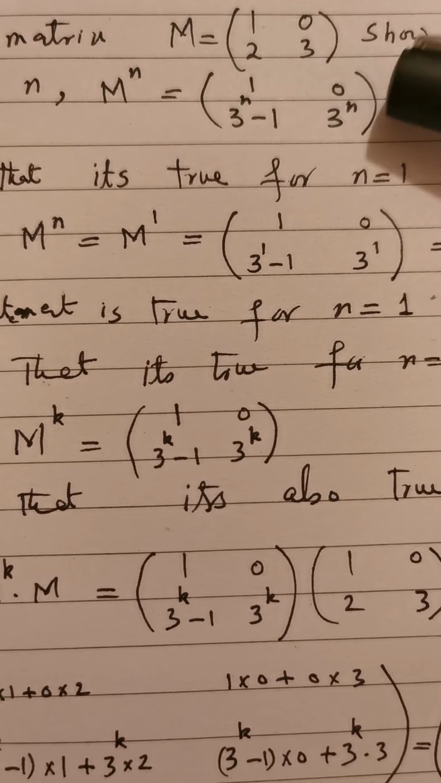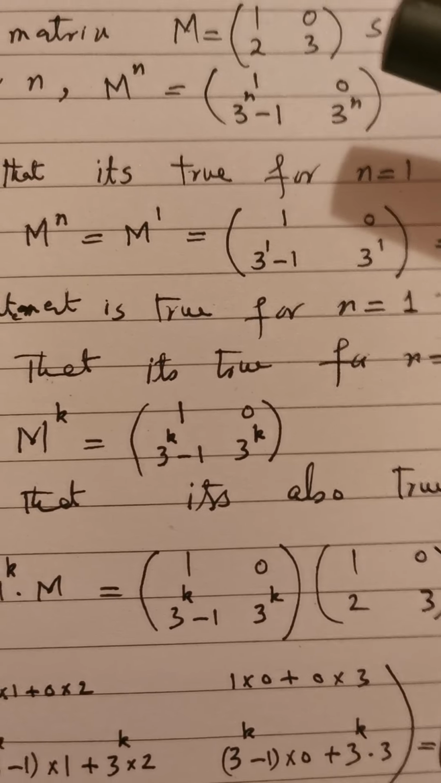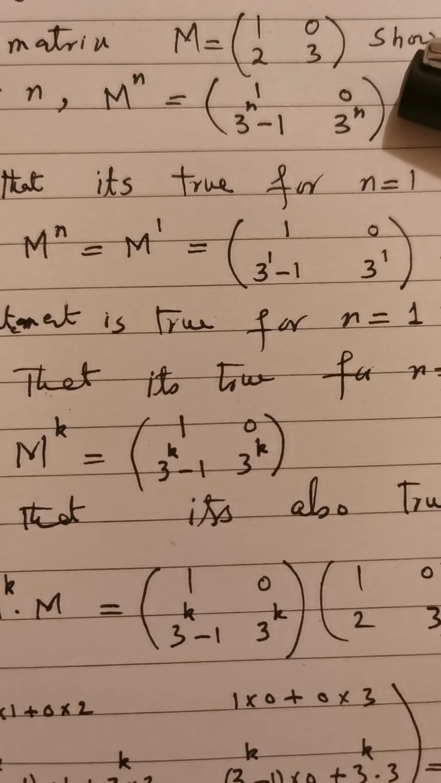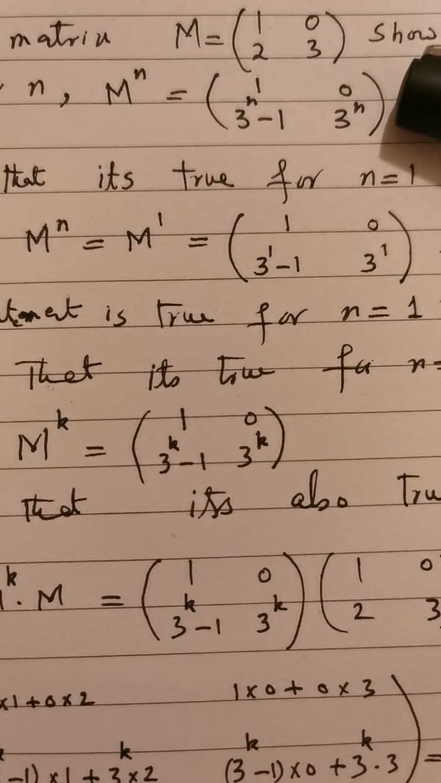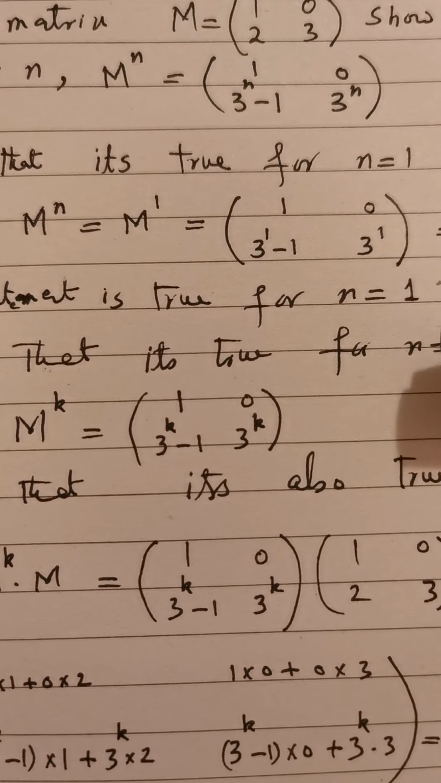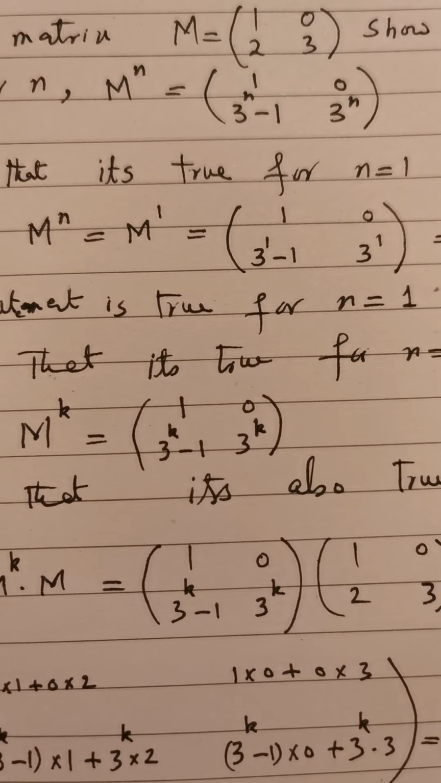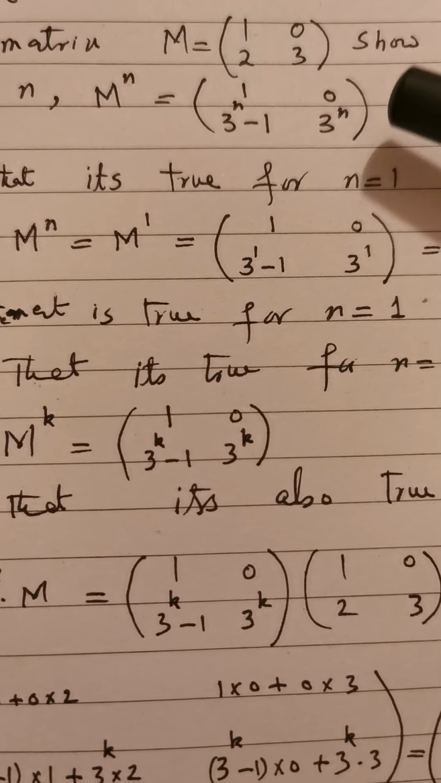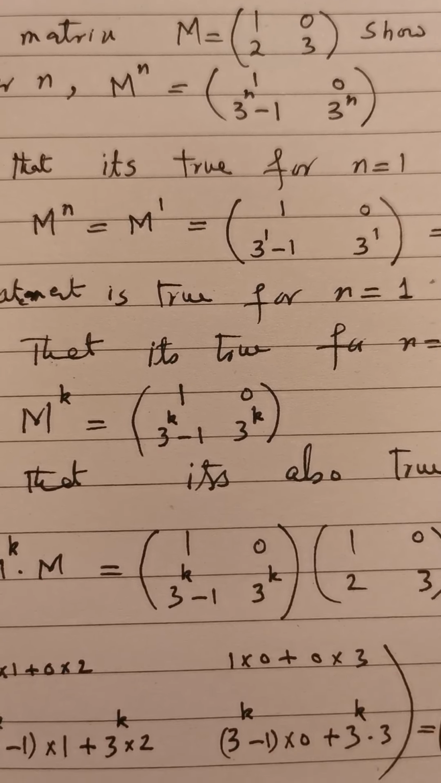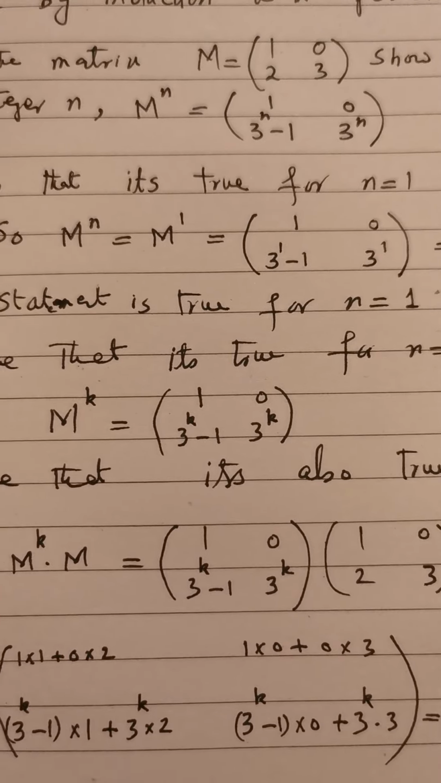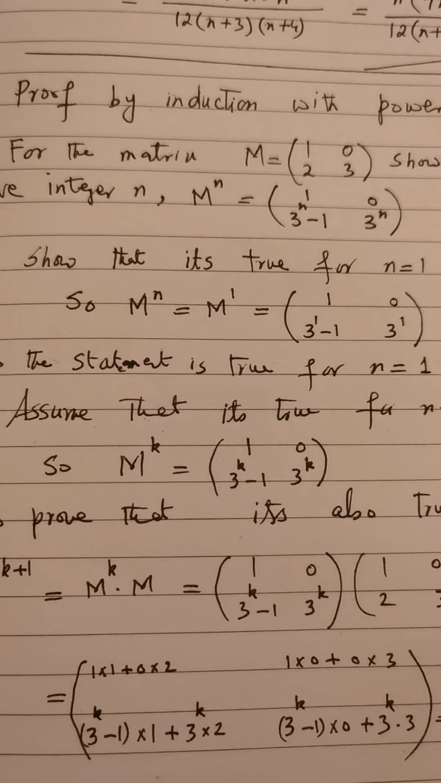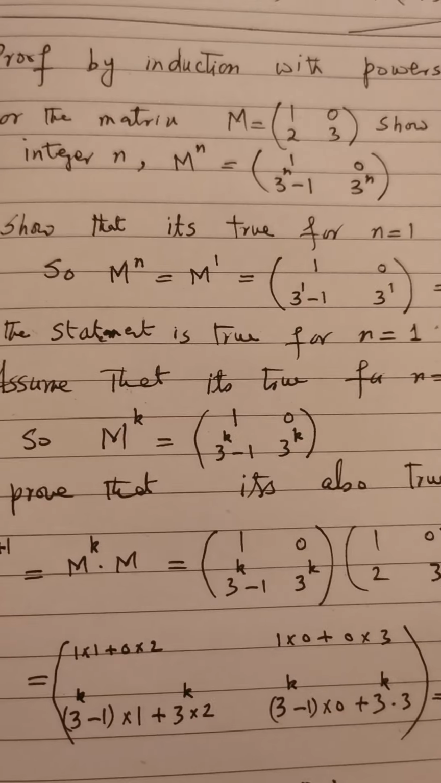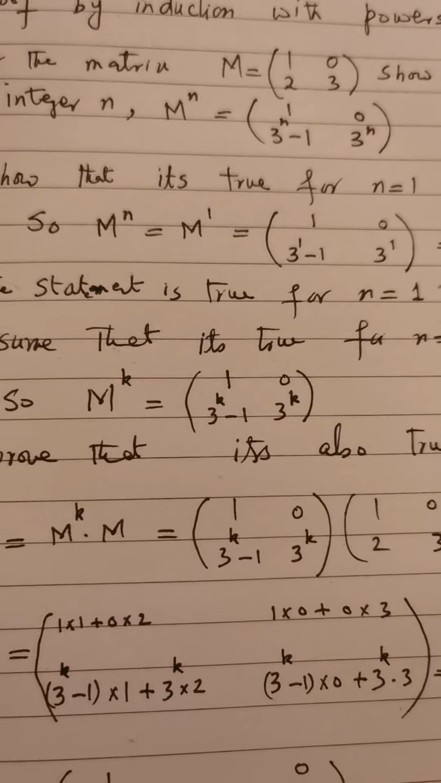And we will write the expression in terms of k because we are assuming that it is true for n is equal to k. And then we will prove that it is also true for n is equal to k plus 1. If we prove that it is true for n is equal to k plus 1, then we will say that this expression is true for all positive integers. So this is our induction method. We are going to prove this expression by using the induction method.